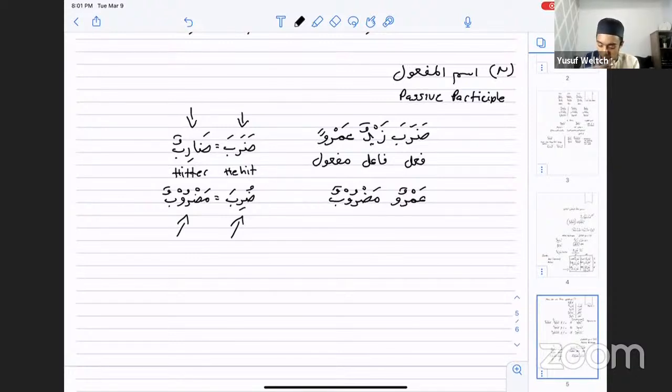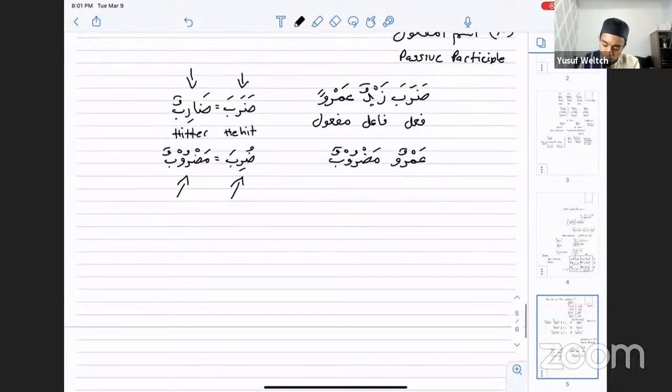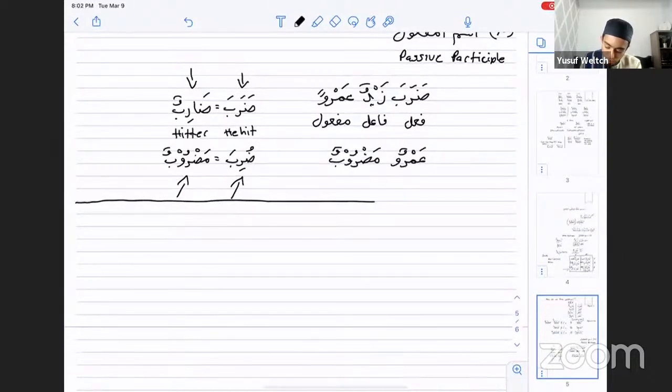So, does that make sense so far? Don't be shy if there's any questions. I had plenty of questions when I first learned this.